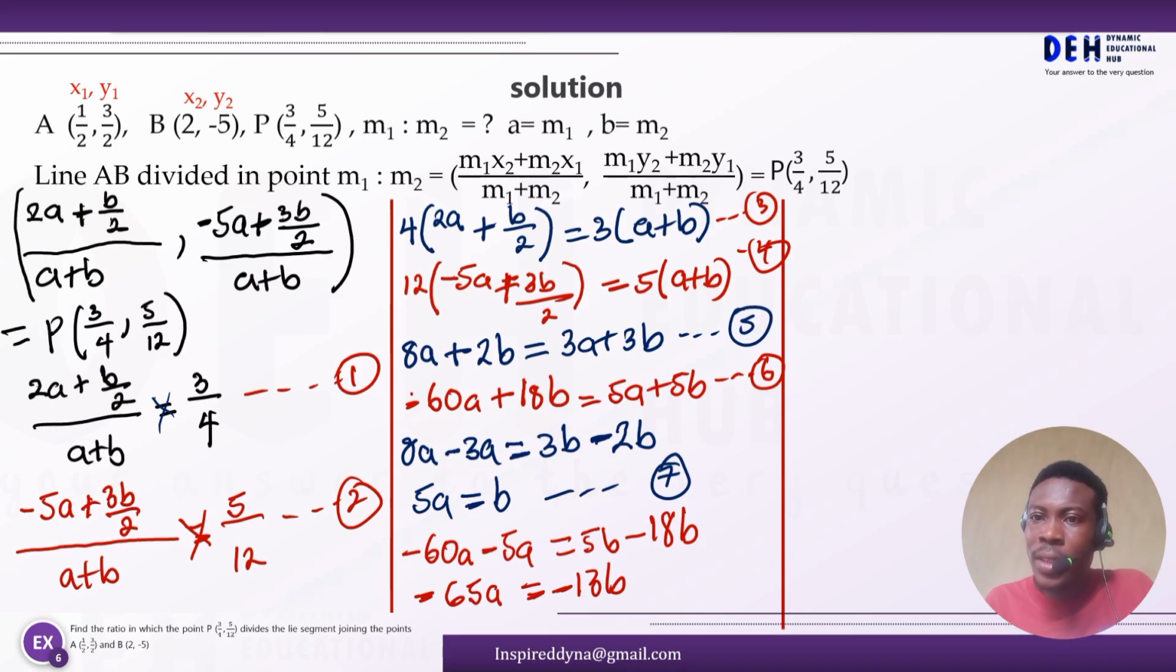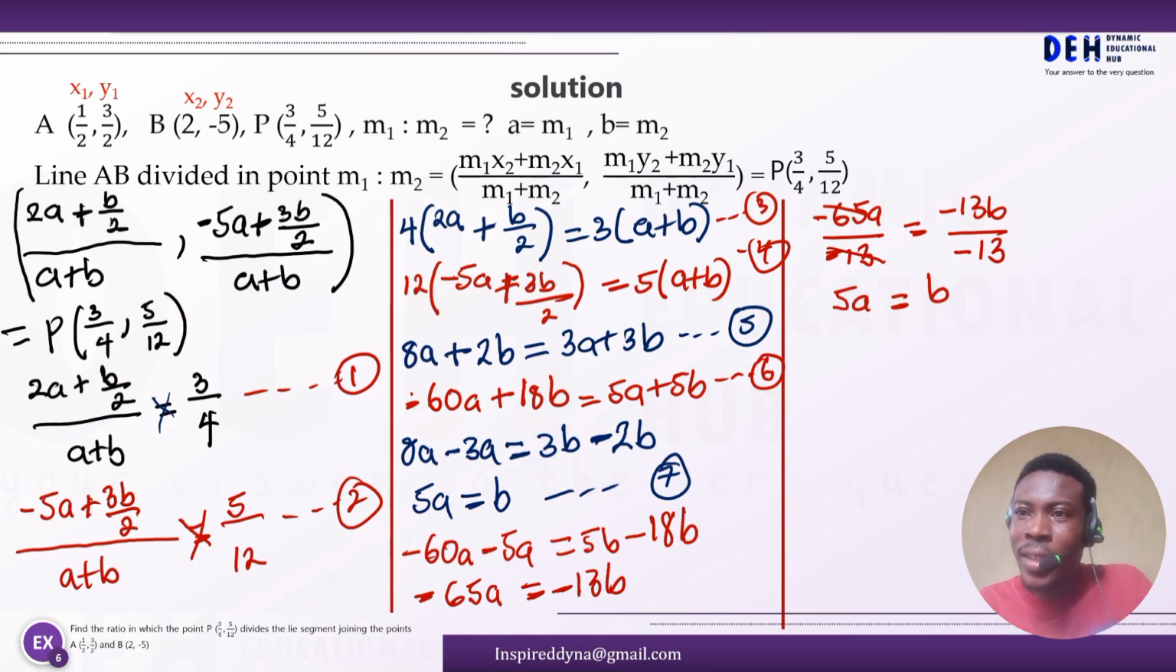Divide both sides by 13. So when you divide both sides by 13, you have −65a over 13. Let's divide by −13 over −13, which should give us −13b over −13 here. So when you do this, this will be 5a is equal to b. So how do we now intend to find the value of a and b?